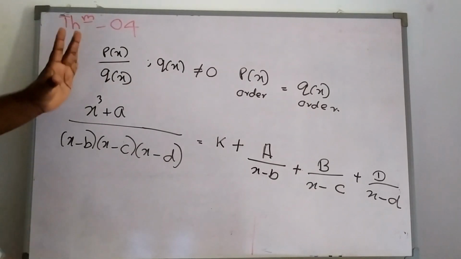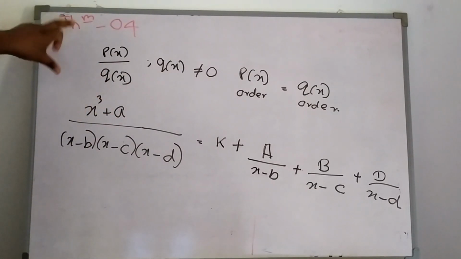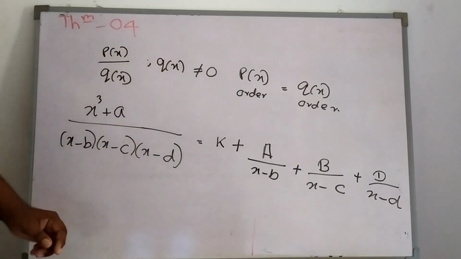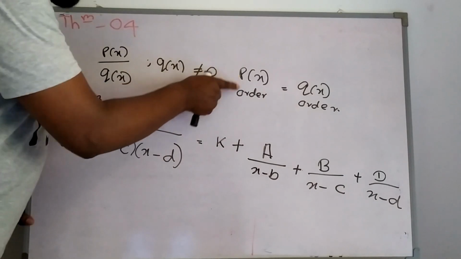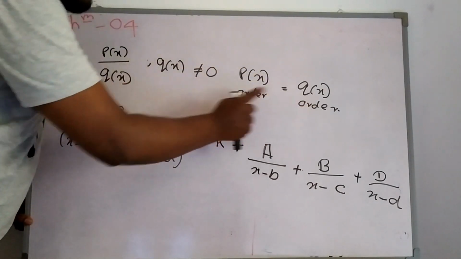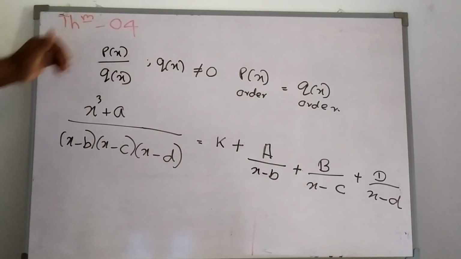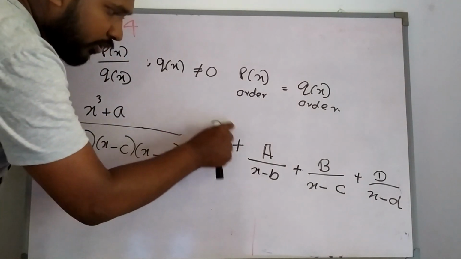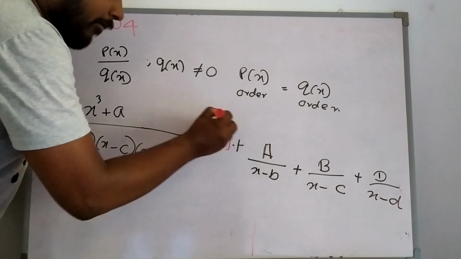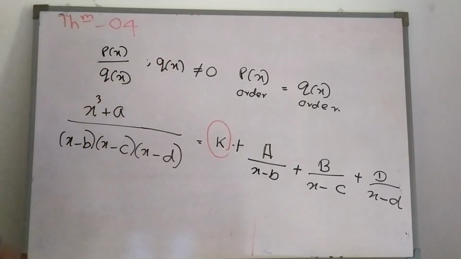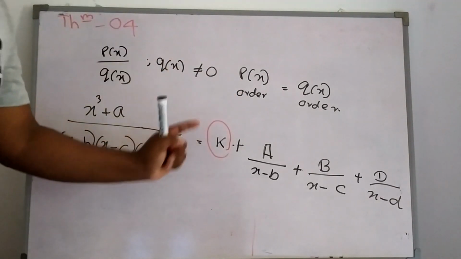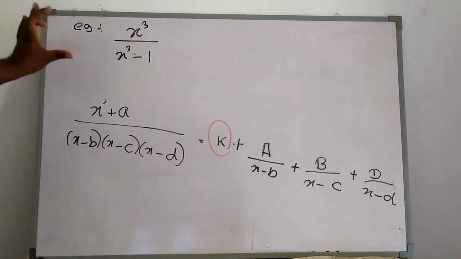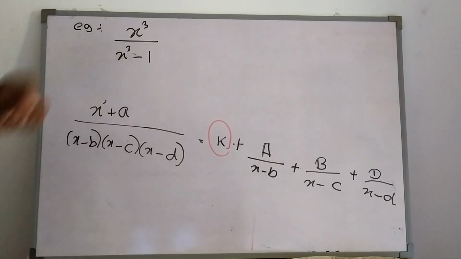So again I am repeating, in theorem number 4 we are focusing on the order of both the numerator and denominator, and if the orders of both polynomial functions are equal, you have to put a constant. You have to put only a constant here, an unknown constant, and you have to find it as well. Over x cubed minus 1, this is the example I selected for the fourth theorem.